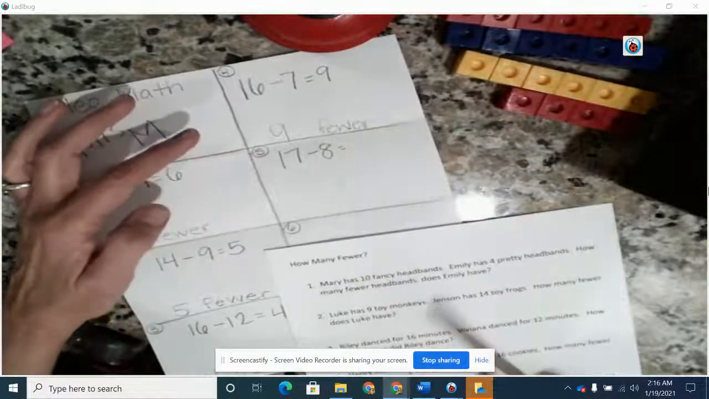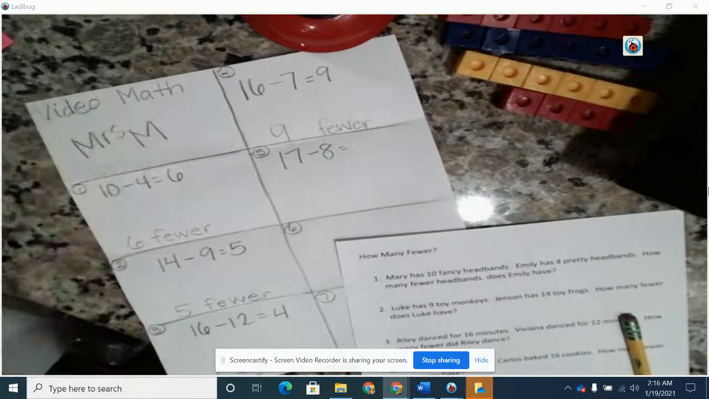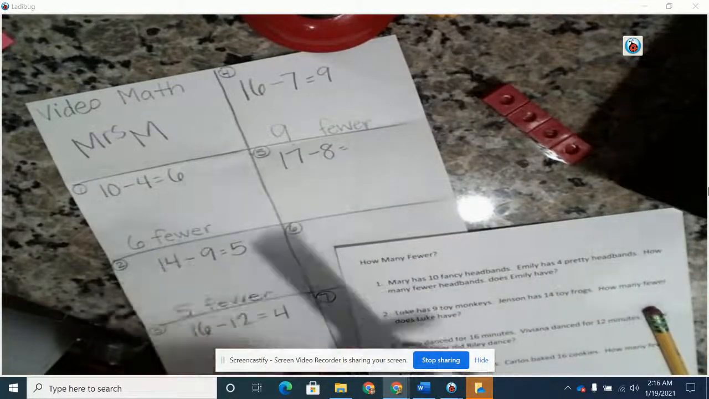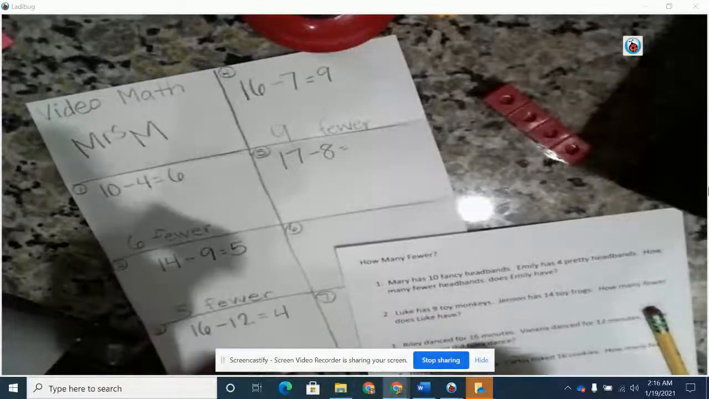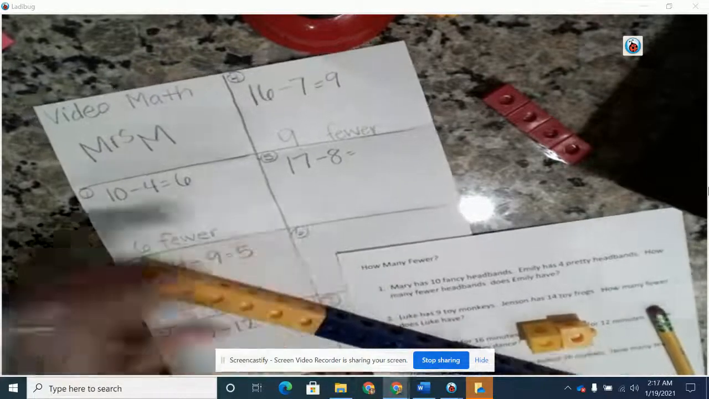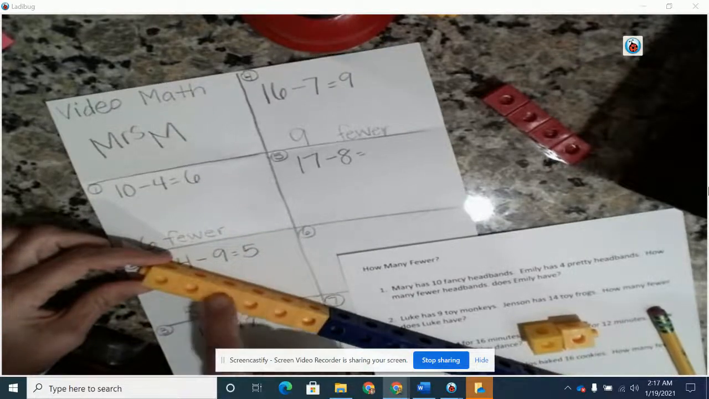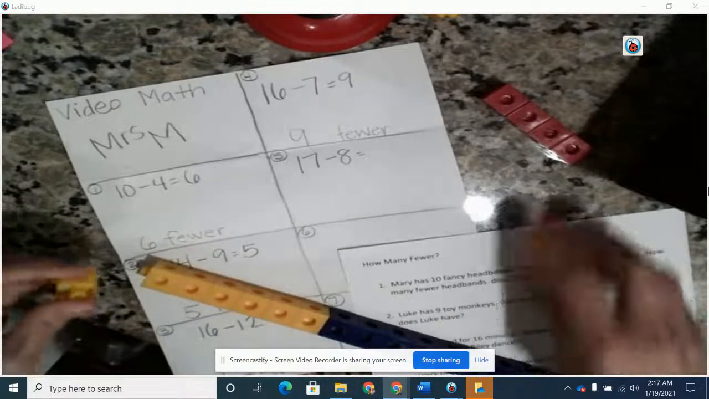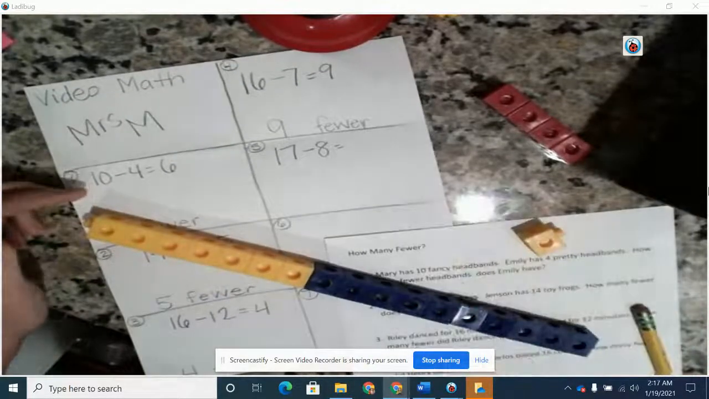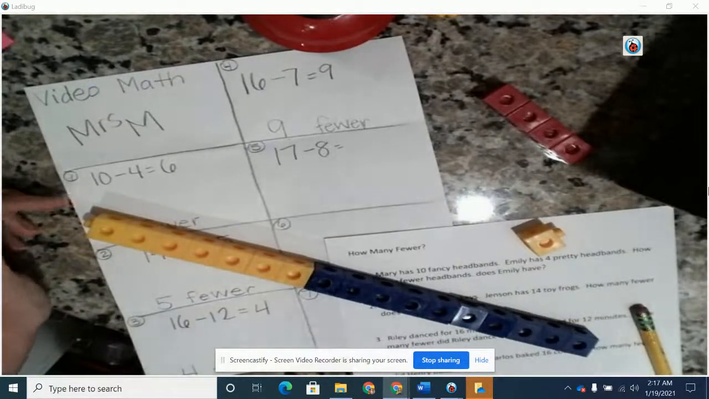And now I want to find my answer. So I can use any math strategy I want. But since I have my cubes, I can go ahead and make my 17. I want to make sure I've got 17. That's a long train. Let's see. I know all of my blue is 10, 11, 12, 13, 14, 15, 16. I just need one more, 17. And then now, instead of having to line up another row of 8, I can just take 8 away.